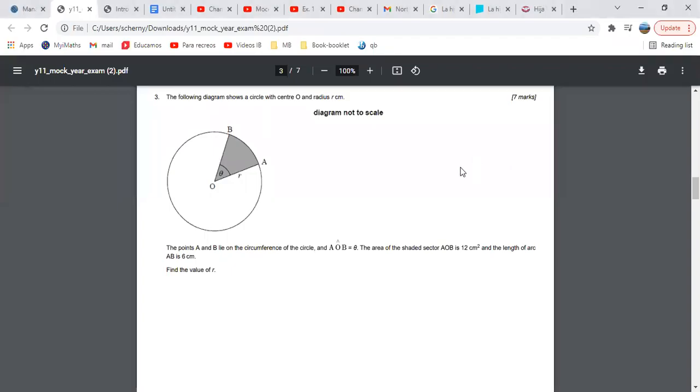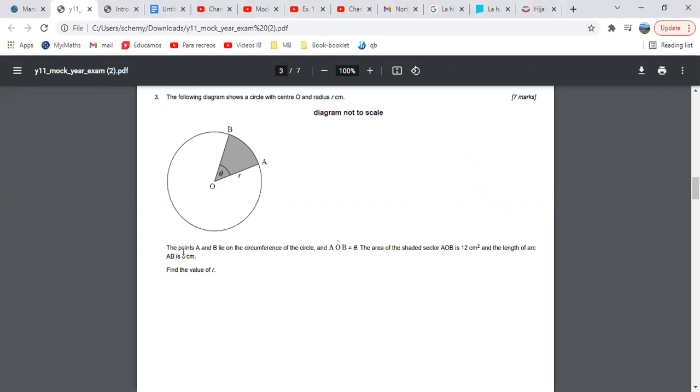Okay, so in this video, we will solve this third exercise of this mock exam test, the exam combining all the topics we covered in the year. So the exercise says, the following diagram shows a circle with center O and radius R centimeters. We don't know the radius, okay?